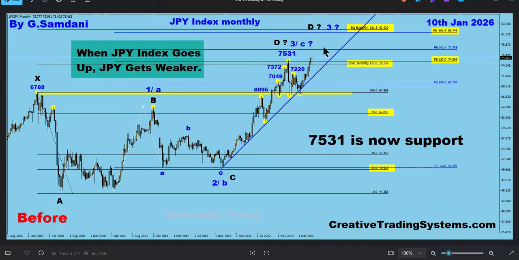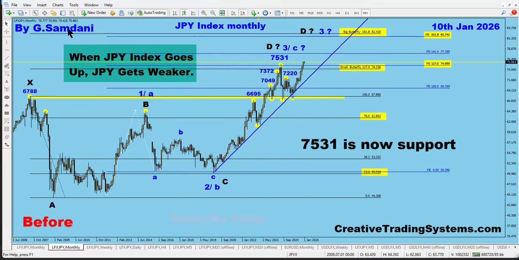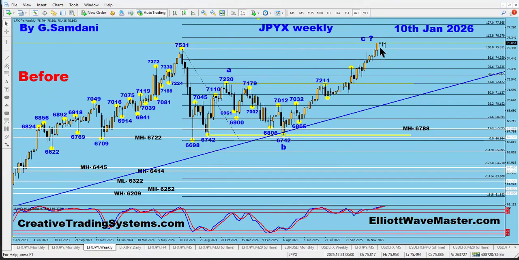Now, with that conclusion, if we continue going to the upside, all yen pairs should be going to the upside as well. So let's take a look at the live chart. This is the one, right? This is a monthly chart, and we are here, and it is now support. Now take a look at the weekly chart, and this is how it is, right?